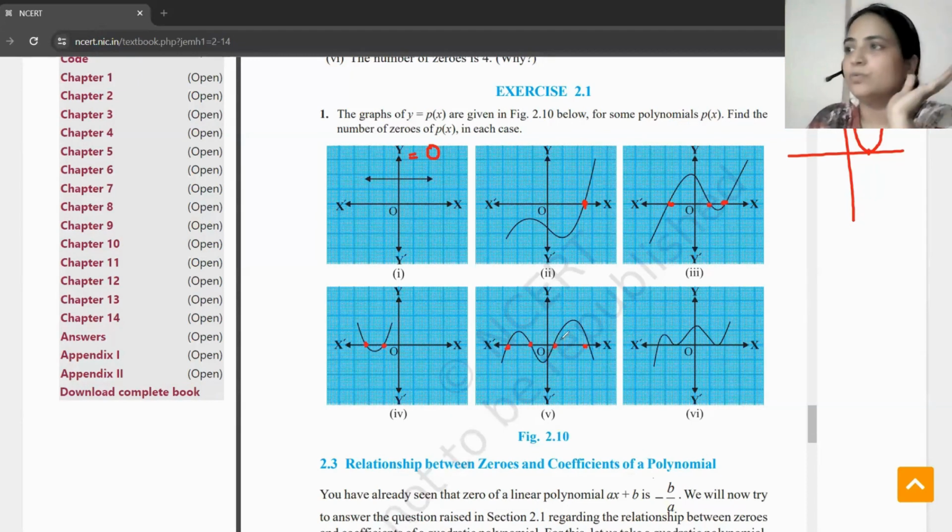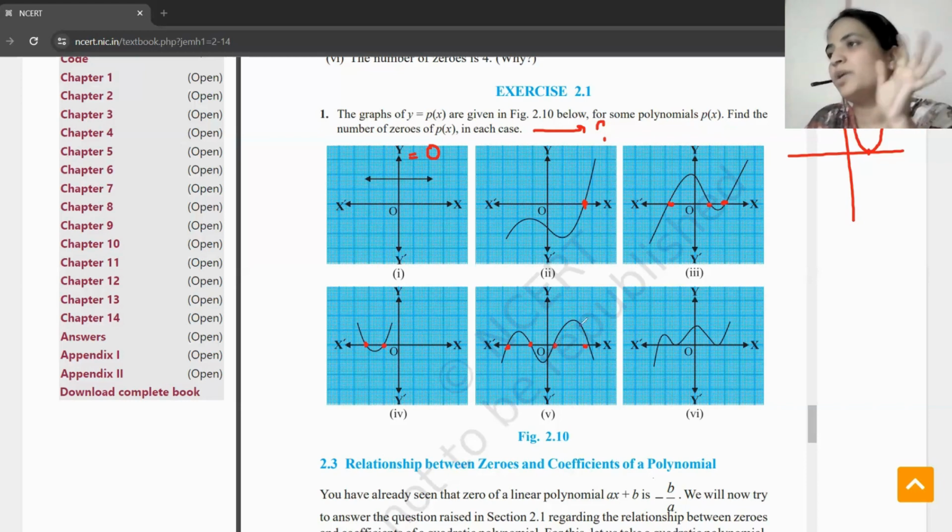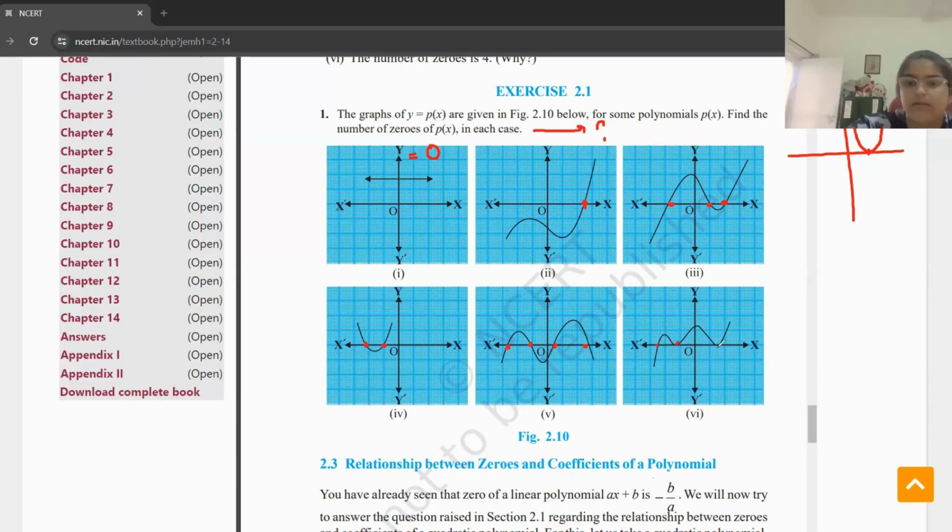They haven't asked you here what type of polynomial it is, but this is called a biquadratic polynomial. Or you can simply write here that there will be 4 zeros of this equation, because biquadratic equations are not in your syllabus. Okay.